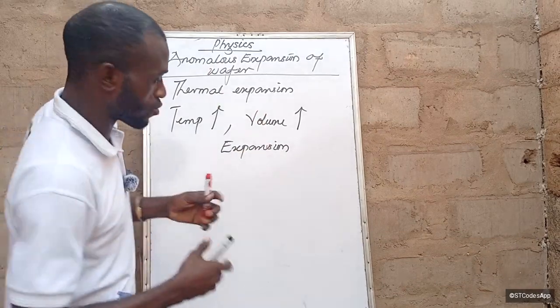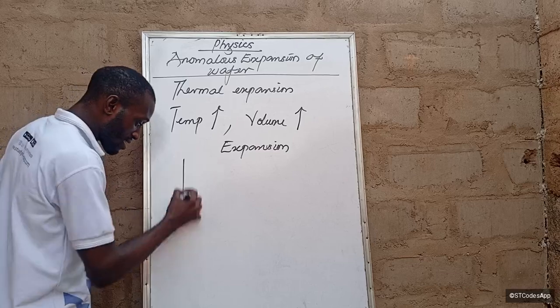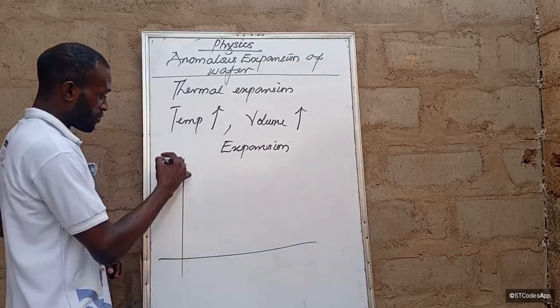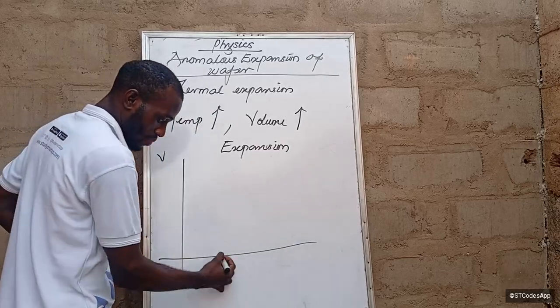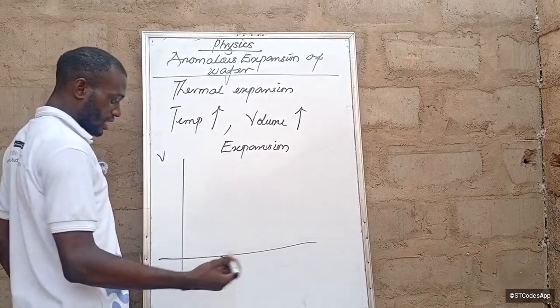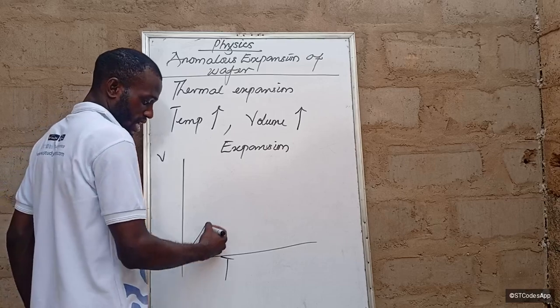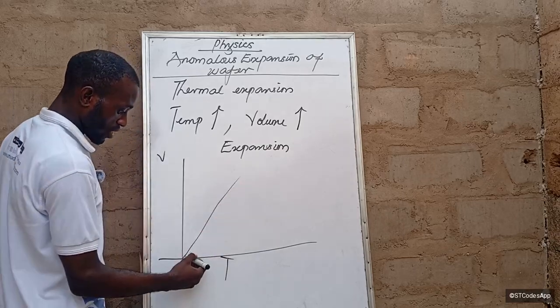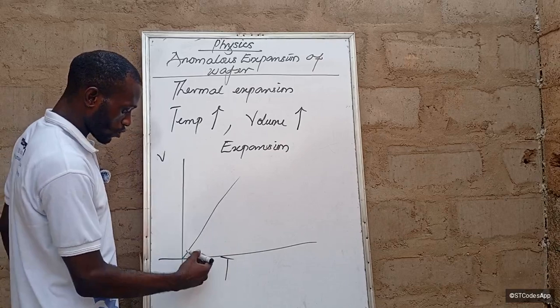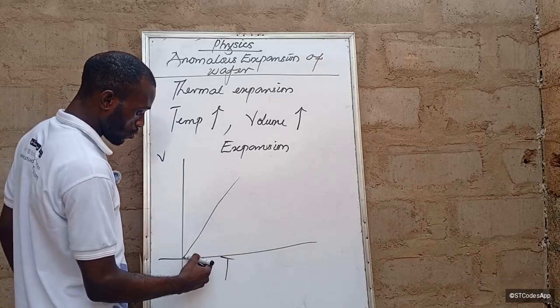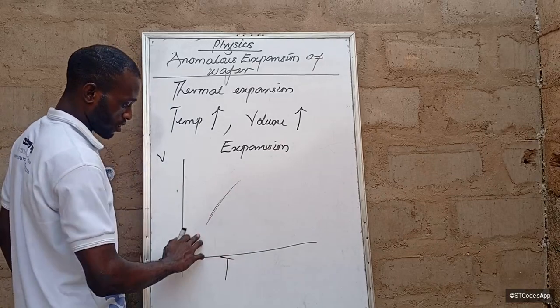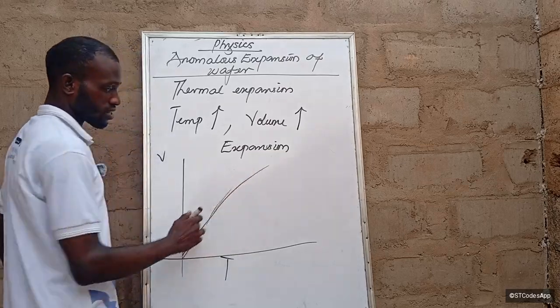something strange seems to occur. The graph for every other liquid, of volume of the liquid against temperature, is such that as you heat the liquid from, for example, 0 degrees Celsius, you are going to notice that the volume will also increase. So the graph is going to look somewhat like this. It's going to be a curve, okay? So it's going to increase somewhat like this.